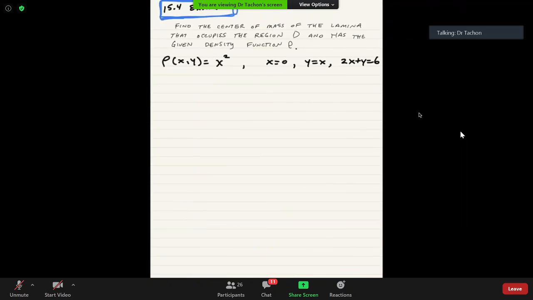Here's the example. So we want to find the center of mass of the lamina, that's what they call it in the book, that occupies the region D. It has the given density, and it has the given function.